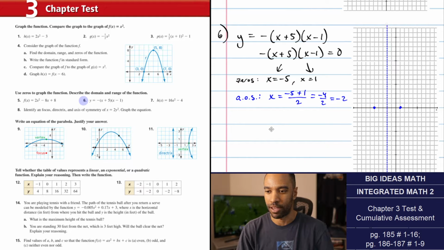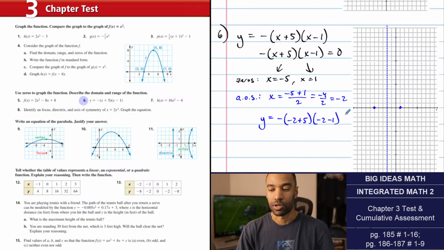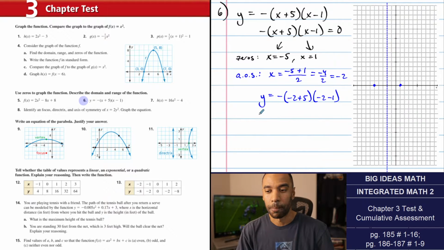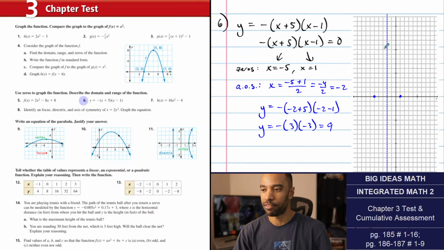We'd still have to find the y value for it, though. The y value is found by substituting in -2 for x into the original equation. It's also another way of finding vertex form if you wanted to. So this is the opposite of 3 times -3, which is +9. So your vertex is at -2, +9 up there.